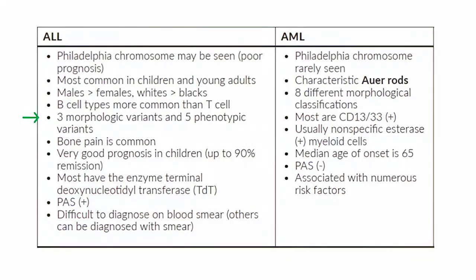There are a bunch of morphologic and phenotypic variants of ALL, which thankfully you don't really need to know. Bone pain is common with ALL. There's a good prognosis in children. Up to 90% of children with ALL will have remission. Most malignant cells in ALL are positive for an enzyme called TDT, or terminal deoxynucleotidyl transferase. That's worth knowing. Positive TDT with ALL. And ALL is relatively difficult to diagnose on the peripheral blood smear alone.